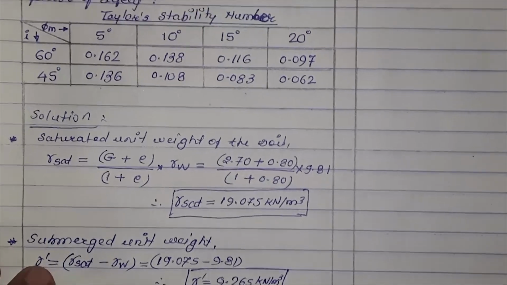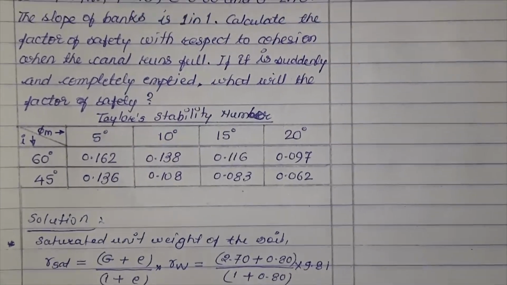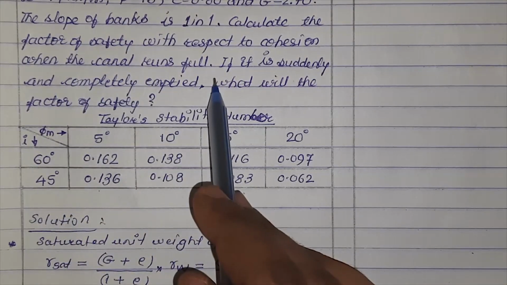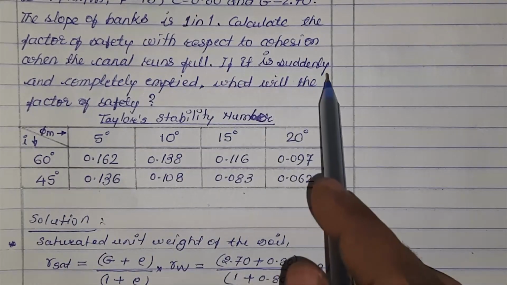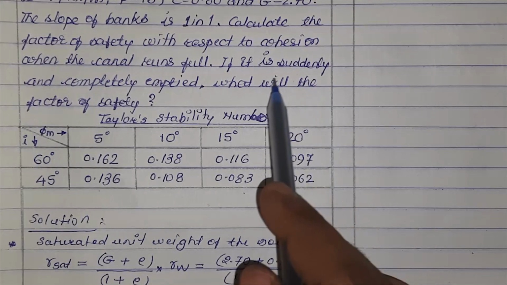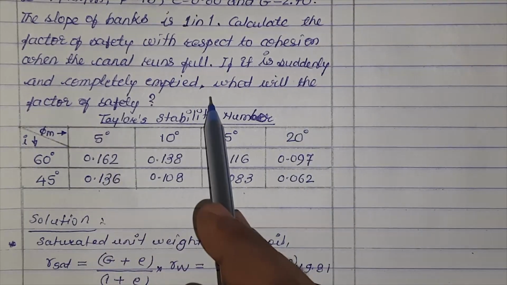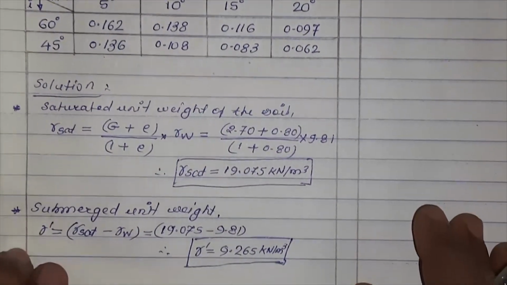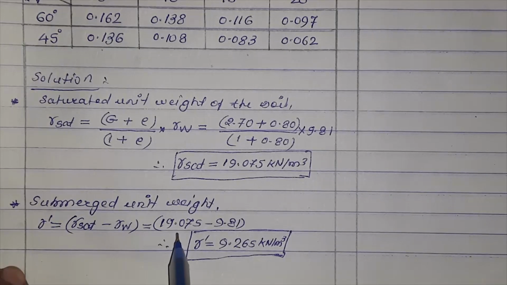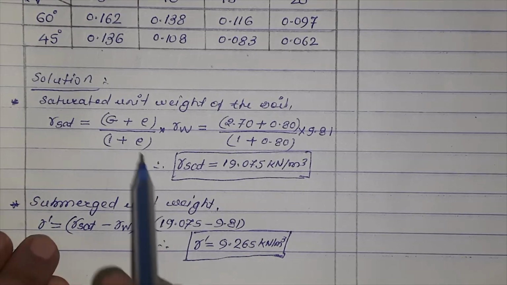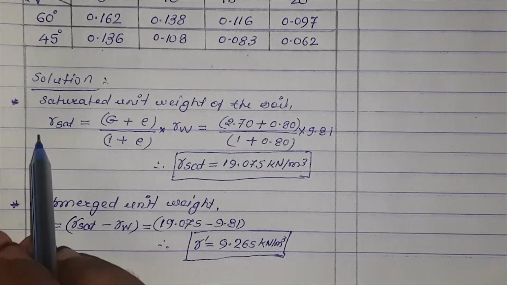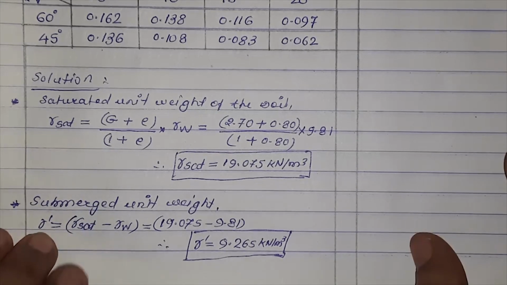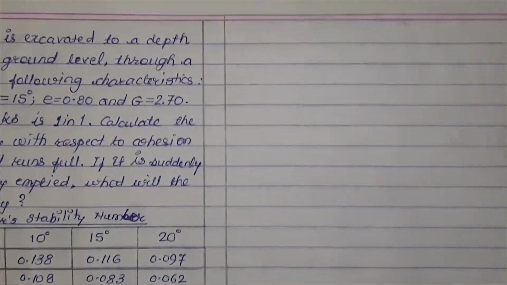Now condition 1 which is mentioned is calculate the factor of safety with respect to cohesion when the canal runs full. And second condition is find out factor of safety when the canal is suddenly and completely emptied. So for condition 1, we will be using submerged unit weight of the soil to determine factor of safety. And for condition 2, we will be using gamma saturated for finding factor of safety. Let us begin with condition 1.